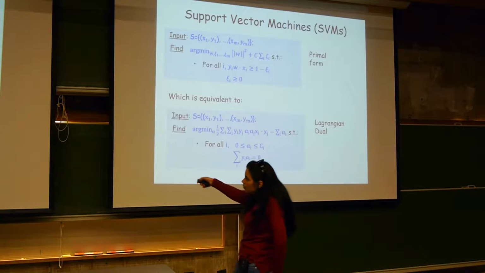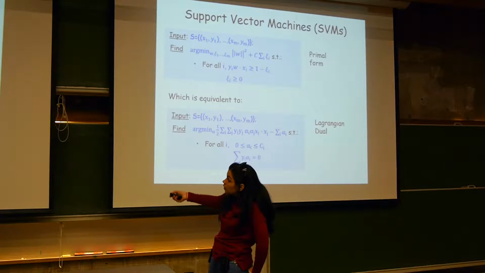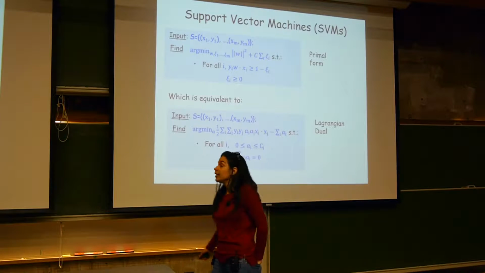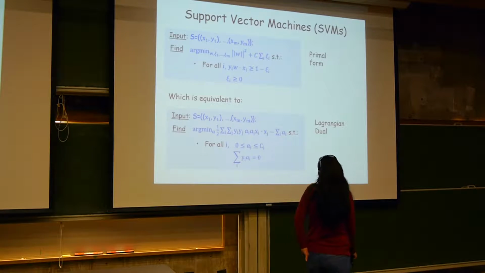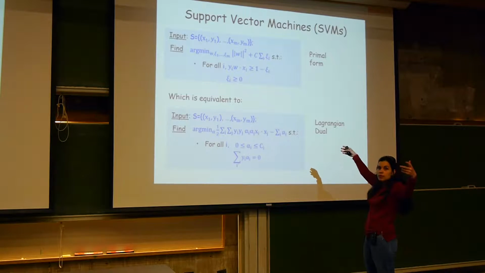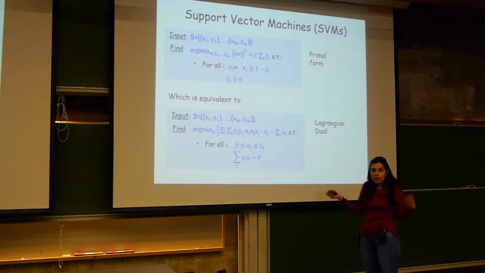So this is the original primal form that we discussed. It turns out that there is an equivalent, so-called Lagrangian dual form that is kernelizable. In this form, originally I had variables W1, W2, up to Wn, where n was the dimension of the input space. Now in the dual formulation, I'm going to have variables alpha 1, alpha 2, up to alpha m, where m is the number of data points.